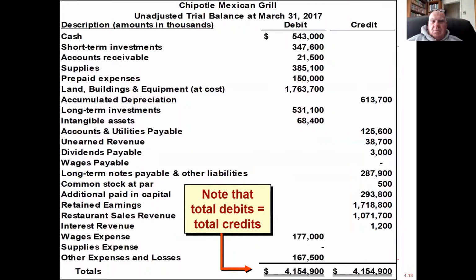So let's take a look at Chipotle's preliminary, or unadjusted, trial balance at the end of March 17. They have so much cash, and they have some investments in other companies. Customers owe them this. And these numbers are in thousands. So they had $543 million in cash at the end of March.